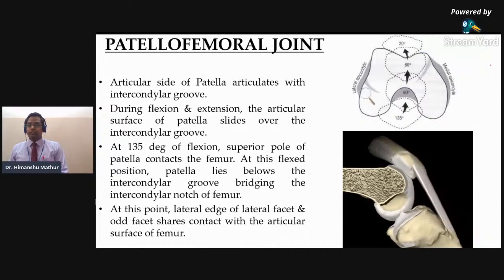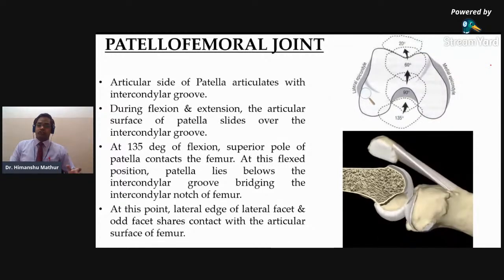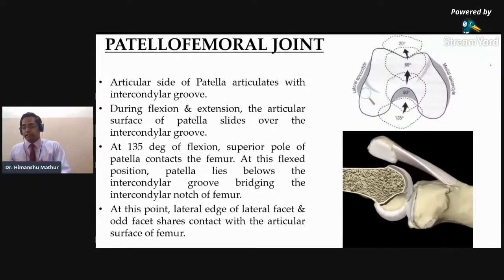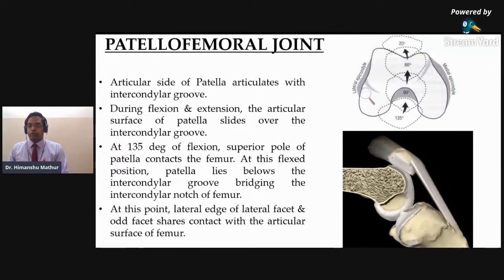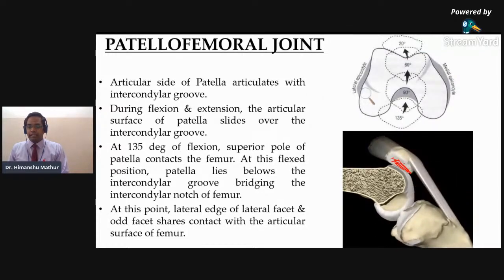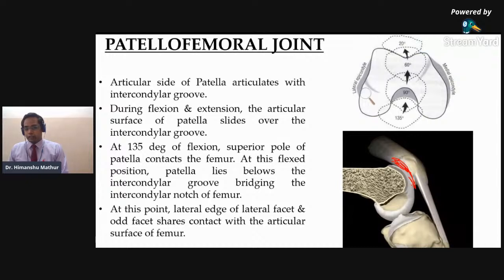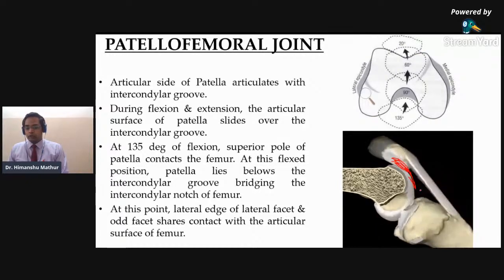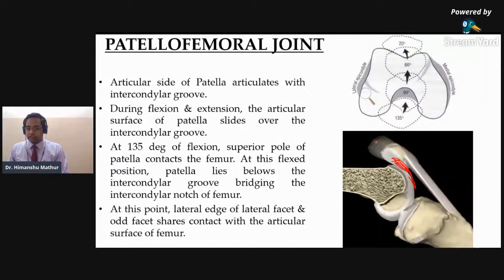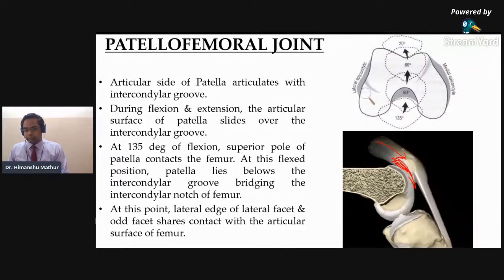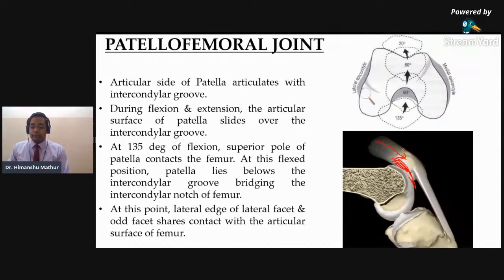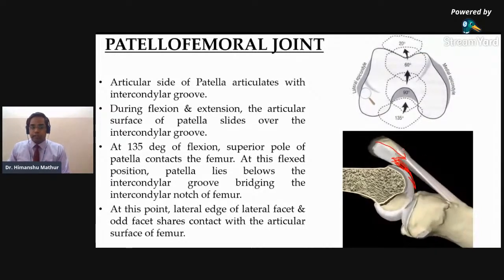Okay, now during flexion and extension, the articular surface of patella slides over the intercondylar groove. This is the intercondylar groove. You can see it in the picture, from where the inferior surface of the articular surface of the patella is sliding. So it is the intercondylar groove where it is sliding down. So whenever the knee joint goes into flexion, the direction of migration of patella is towards the inferior aspect.